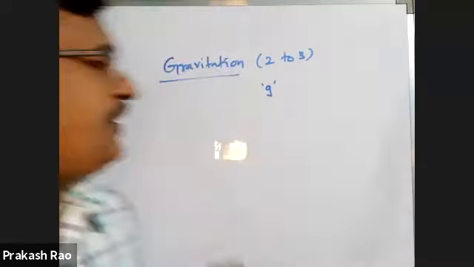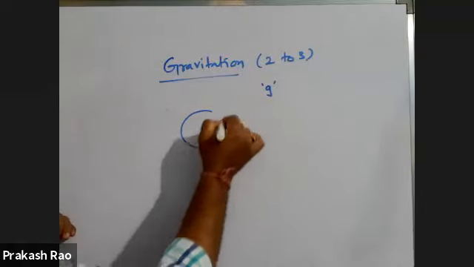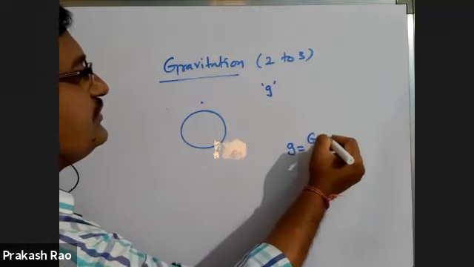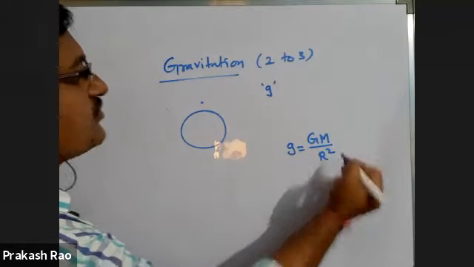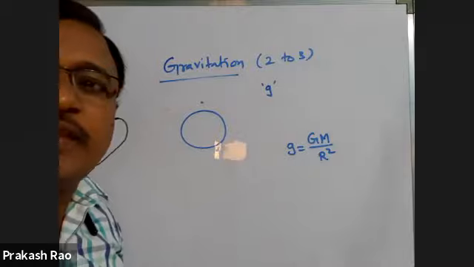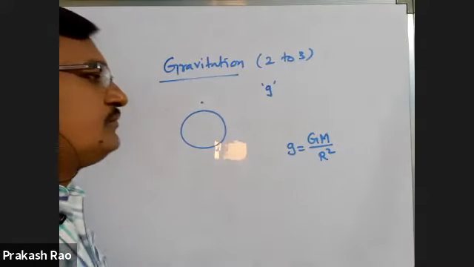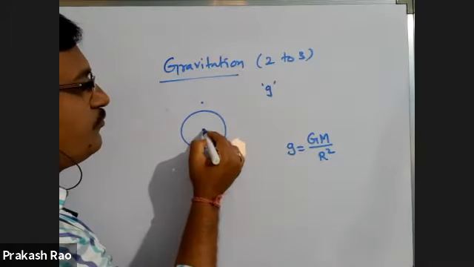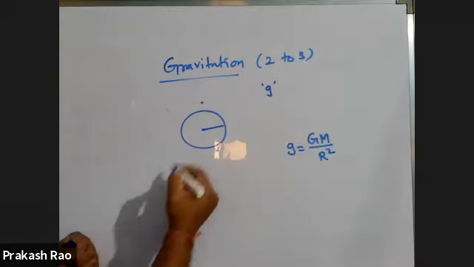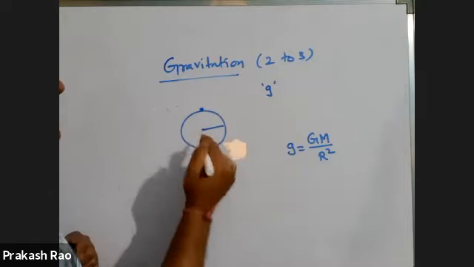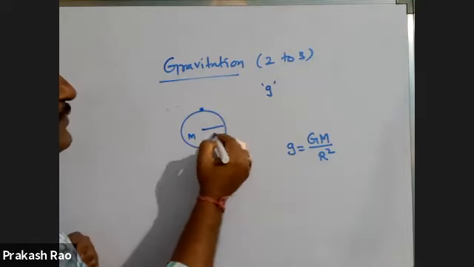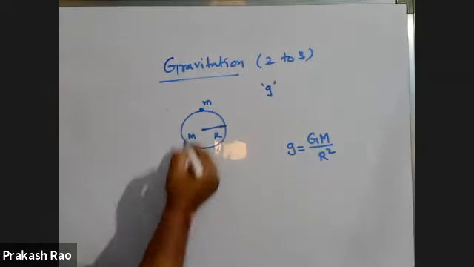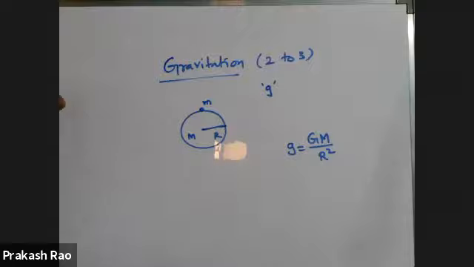And you know the relation between small g and capital G. The relation is g is equal to capital G capital M by R square. This is one of the very important expressions, my dear students. How did you get it? Just within 1 minute you can learn it. Let us consider the earth of mass capital M and radius capital R. An object of mass small m is placed over the surface of the earth.